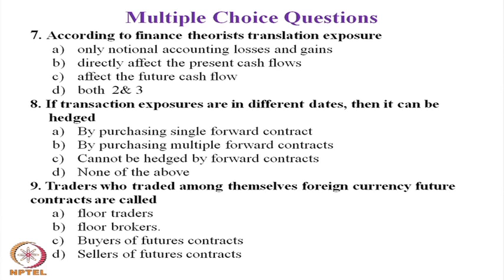Number 8. If transaction exposures are on different dates, then they can be hedged A, by purchasing a single forward contract, B, by purchasing multiple forward contracts, C, cannot be hedged by forward contract, D, none of the above. Mark the answer, keep it with you.